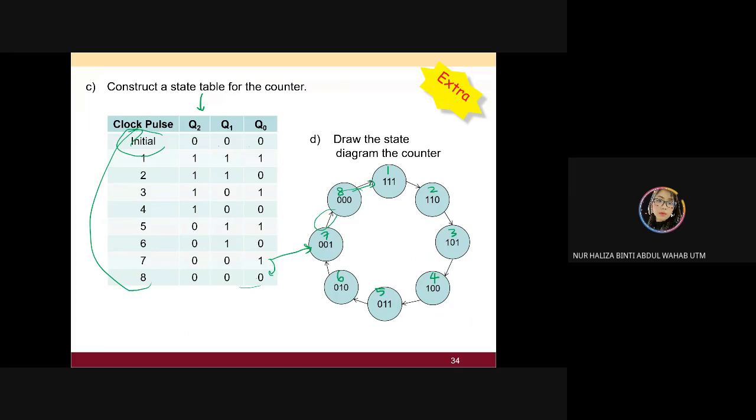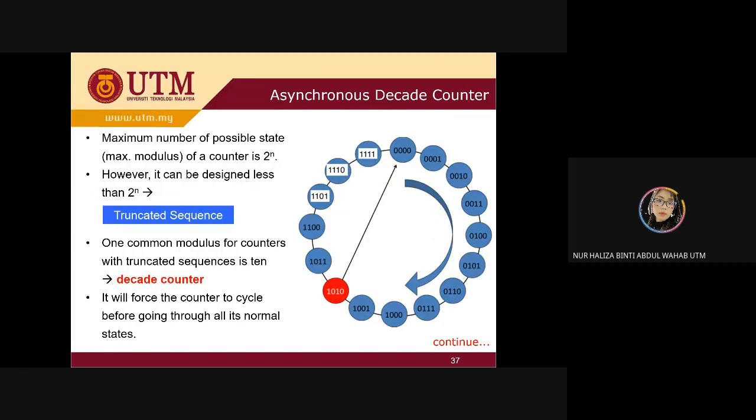Okay, any question for your counter? Any question for your counter? Okay, next we're going to look into the unsynchronized ticket counter.